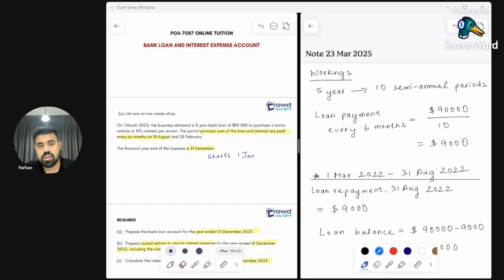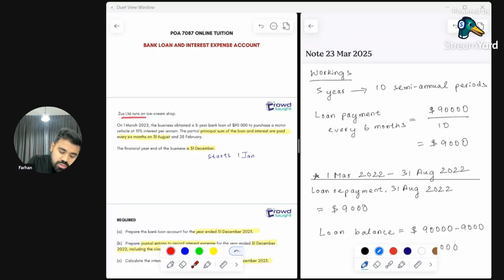In today's lesson, you will learn to prepare the bank loan account and also calculate the interest expense for multiple periods for a question which involves many complications. You will see the question on the left hand side of the screen, and on the right hand side we have all the workings which I'll go through step by step. What I need you to do now is to focus and concentrate for an excellent understanding. So let's begin.